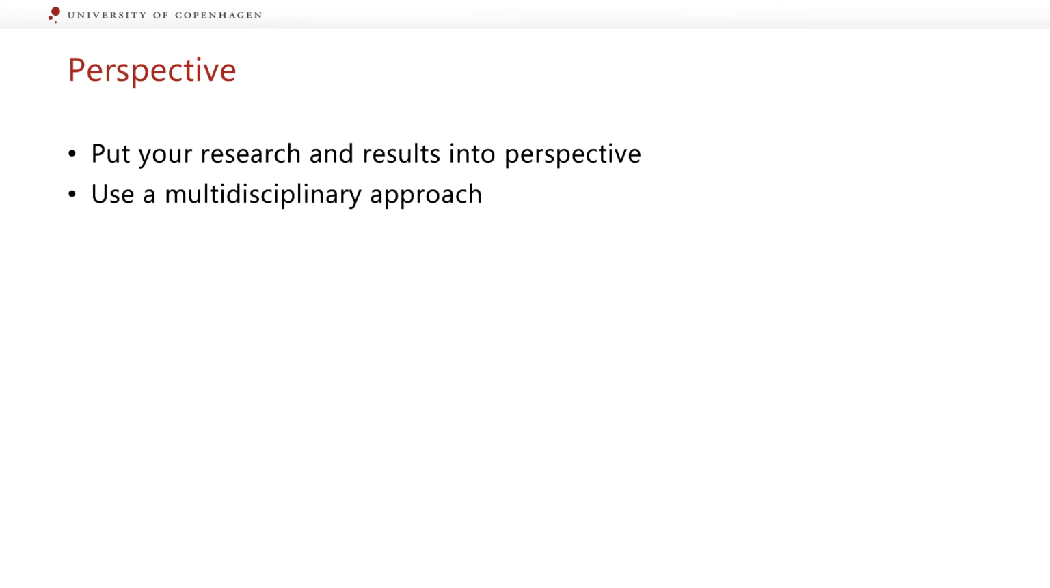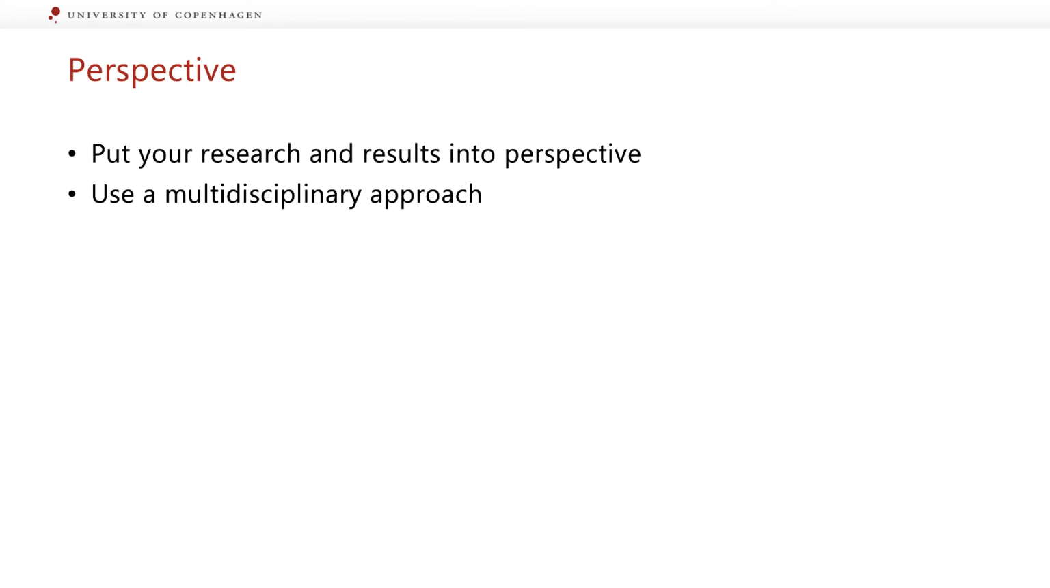And then the perspectives, and as I mentioned previously, it is often something that is not included in a scientific paper, but I would really like you to do some reflections on the perspectives of your result. And some of the things that you can do is that you can put your research and results into perspective in terms of society or in research or applicability or whatever you think is feasible. You can even use a multidisciplinary approach like Bodil did in her lecture on interdisciplinarity in nutritional research.